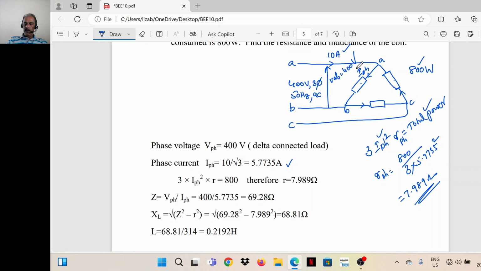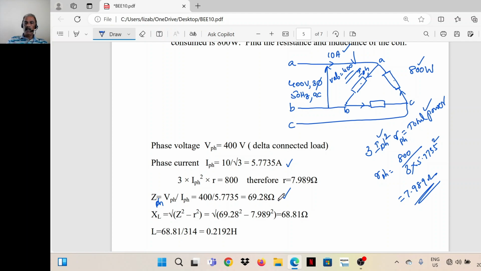Now next we can find out the impedance. We know the V phase. V phase is 400 volt. I phase is 5.7735. Divided, you will get the impedance of any one phase. Z phase you can find. So Z phase is V phase by I phase. Phase value of voltage is 400 volt. Phase current is 5.7735. So dividing, we will get 69.282.